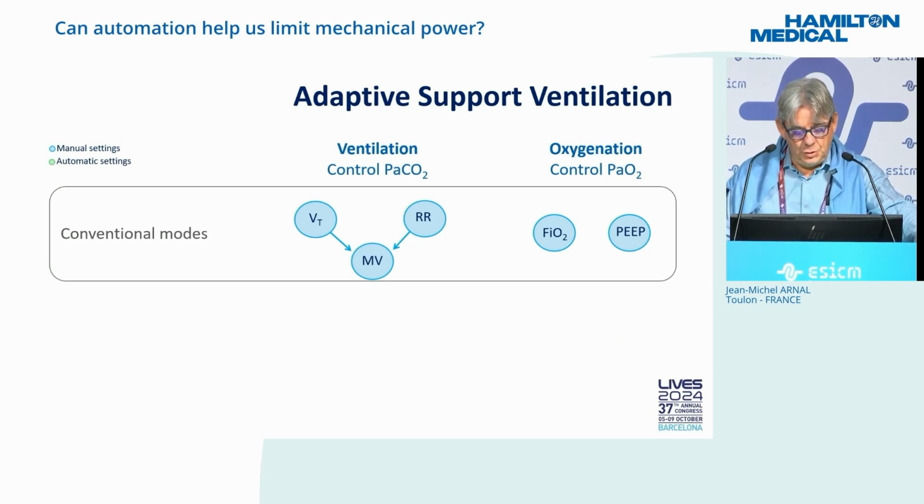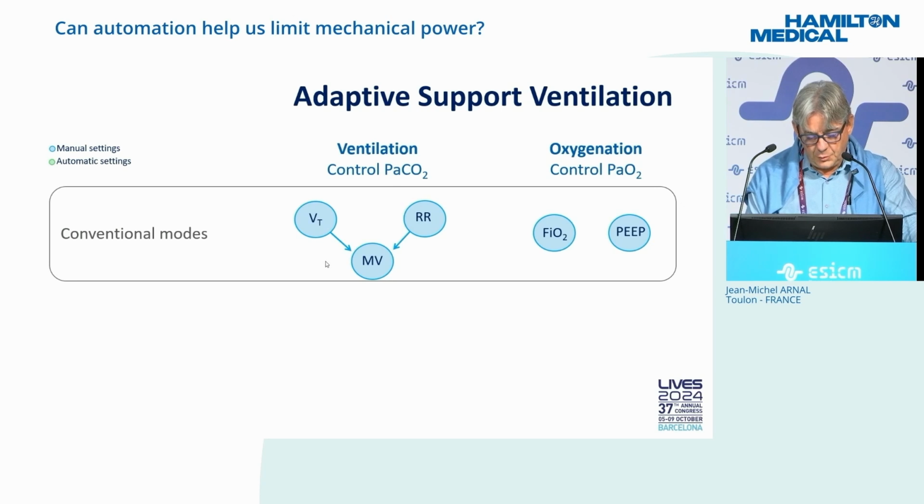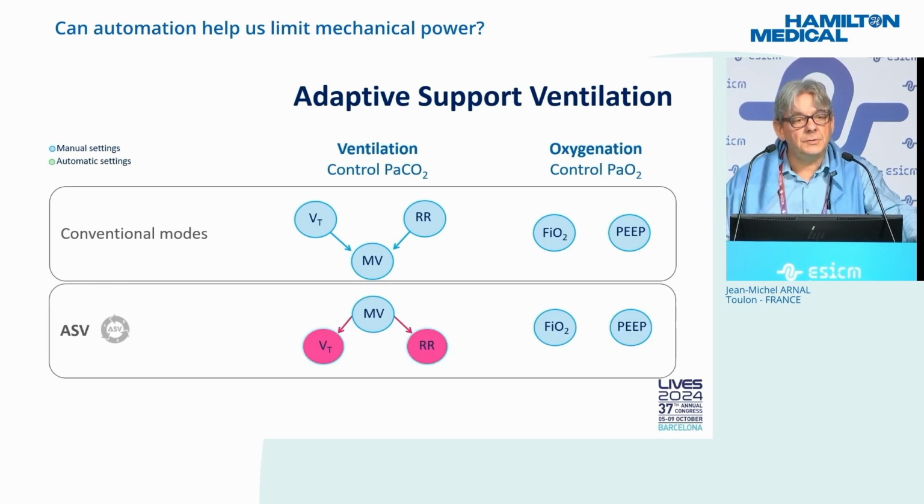I will mention here two ventilation modes. One is adaptive support ventilation. For those of you who are not so comfortable with this mode, you know very well that in mechanical ventilation, we have to set on one side the ventilation parameters, so a combination of tidal volume and rate, the product being the minute volume, and on another side, the oxygenation settings, PEEP and FiO2. ASV is a closed-loop mode that automatically selects the combination of tidal volume and respiratory rate for a given minute volume that is set by the user.